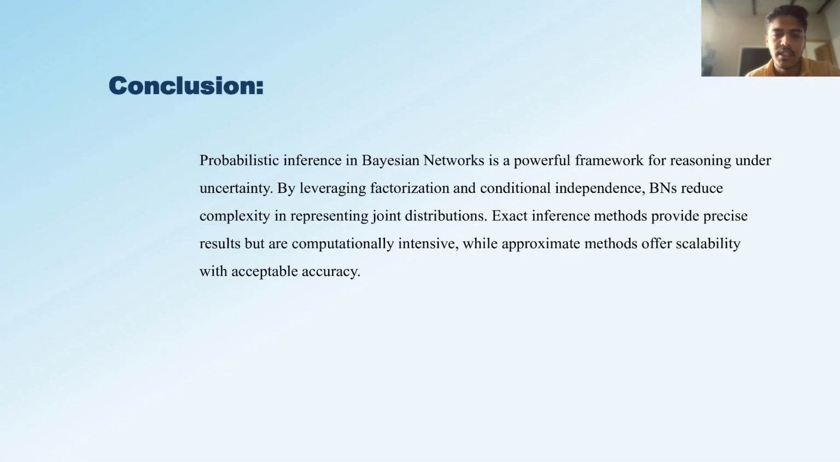Conclusion. Probabilistic inference in Bayesian networks is a powerful framework for reasoning under uncertainty by leveraging factorization and conditional independence. Bayesian networks reduce the complexity in representing joint distributions. Exact inference methods provide precise answers but at high computational cost, while approximate methods offer scalability with acceptable accuracy.